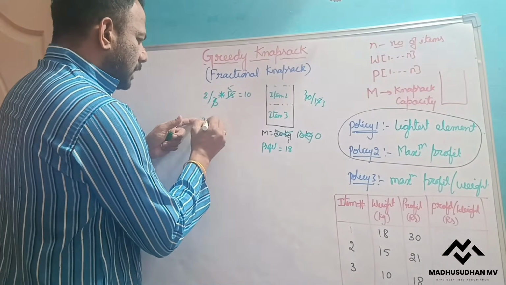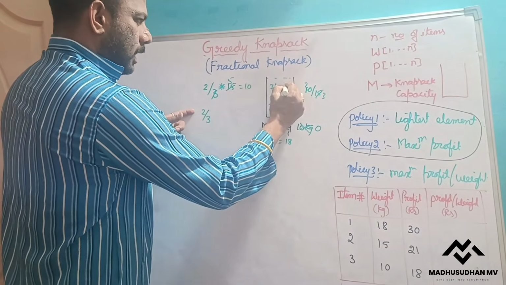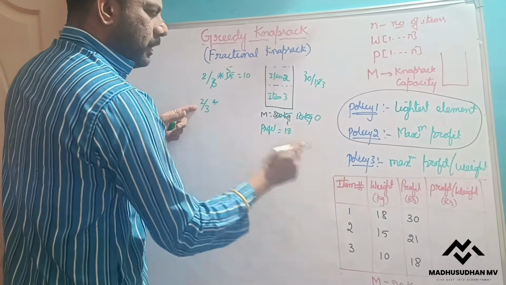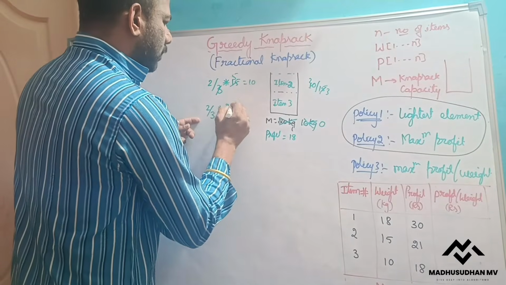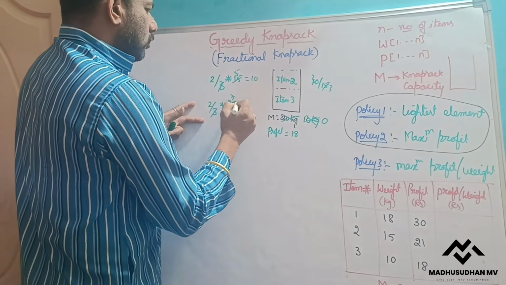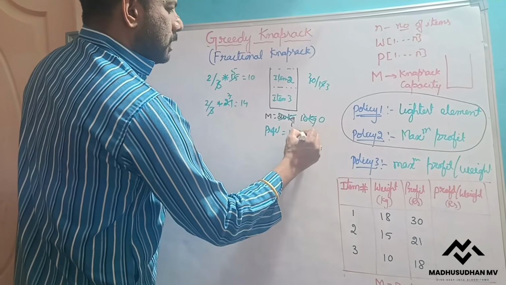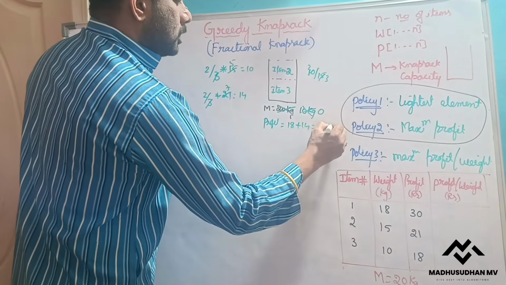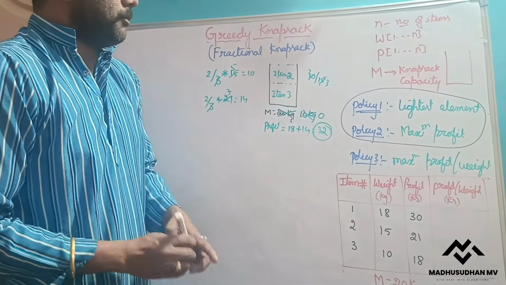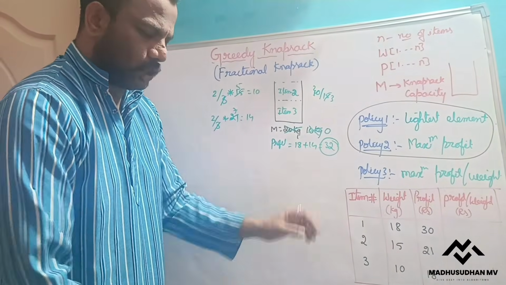Now, how much profit? Since I take 2 by 3 of the second item, item number 2, the total is 21. So 2 by 3 of 21 again. 3 sevens are 21, 2 sevens are 14. That means 14 rupees plus 14 is equal to 32 rupees profit that I got if I follow policy 1.